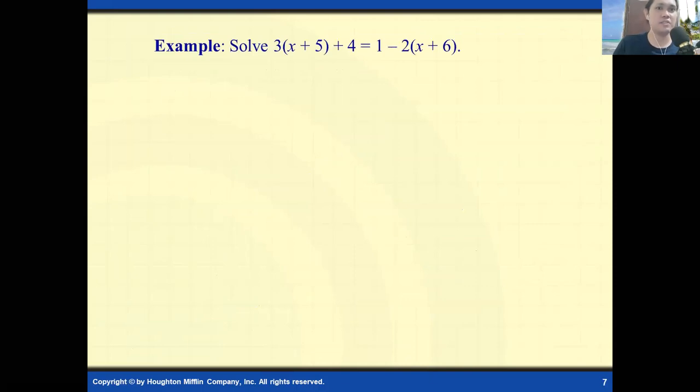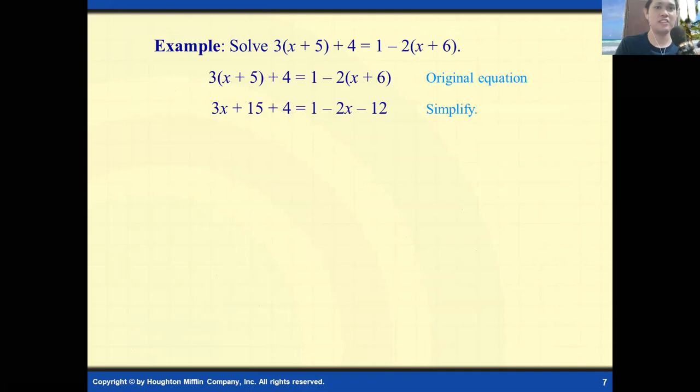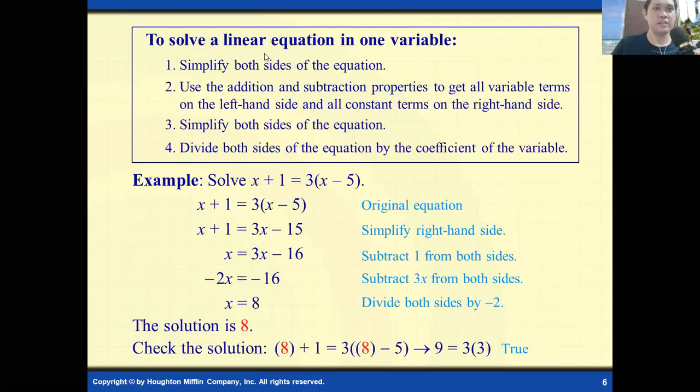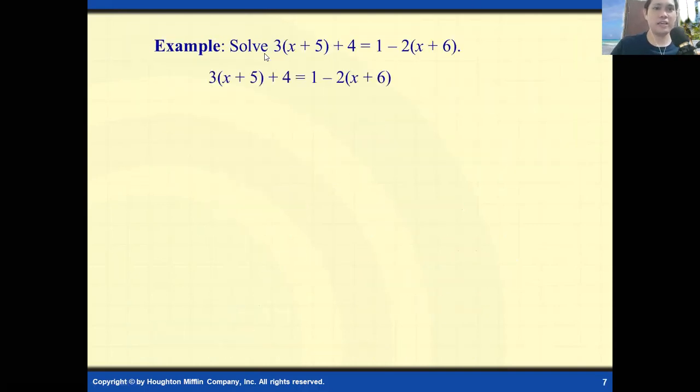What about this one? Solve this one. 3 times the quantity of x plus 5, close quantity, plus 4 is equal to 1 minus 2 times the quantity of x plus 6. So there are a lot of terms on your left side and right side. Just do the math. What's the first step? Of course, the original equation. Then we solve both the left side and right side of the equation. We solve the left side first.